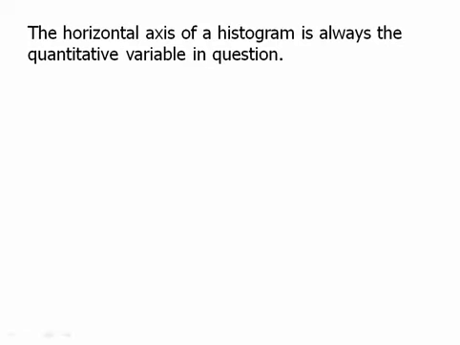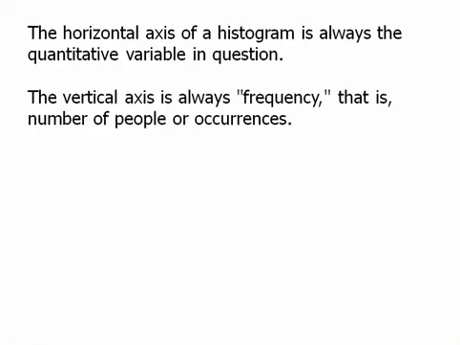The horizontal axis of a histogram is always the quantitative variable in question, the number variable that we're exploring. The vertical axis is always something we call the frequency. That is, how many people or items fall in that particular category. So for example, with the test scores, the horizontal axis was the actual scores on the exam, and the vertical axis told us how many people fell into each bucket. And we call that the frequency. How frequently was each bucket inhabited by a particular score.